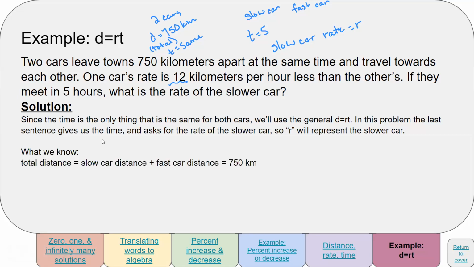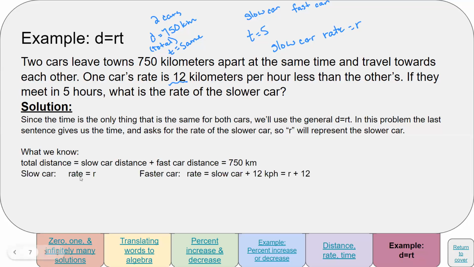So what we know is we know the total distance. And if you know totals, you know that you're adding two things together. What two things do we have? We have the slow car distance and the fast car distance. So I know the slow car distance plus the fast car distance equals 750. When you do have word problems, it's assuming you have some past knowledge and that you can define some stuff. So when they're saying the distance between the two towns, you have to know that that's a total distance and it's made up of the slow car's distance and the fast car's distance.